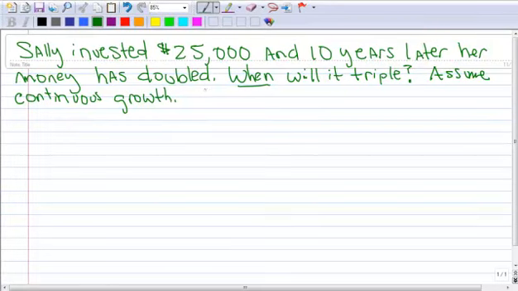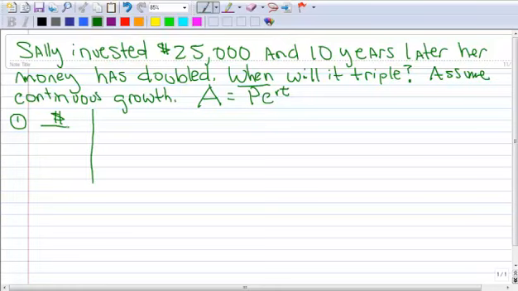So when we assume continuous growth, that means we are going to use PERT. That's the formula of choice. So this is a multi-step problem. The first thing we want to do is make a little T-chart of the information that we have. So we know that we've got money or the investment in one category, and then we've got time in the other category, and we know that this is years.